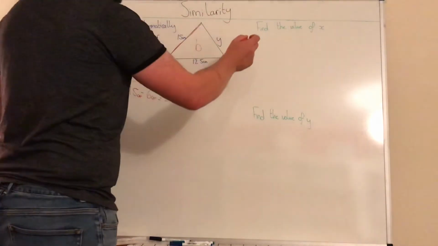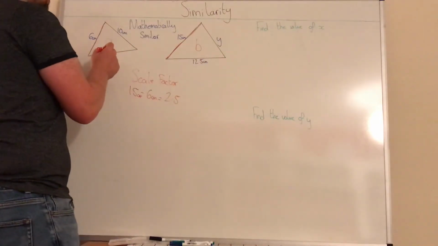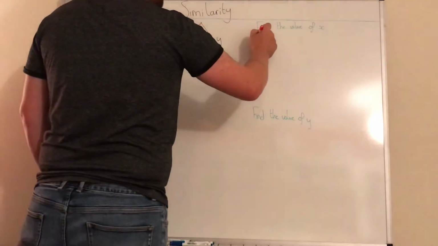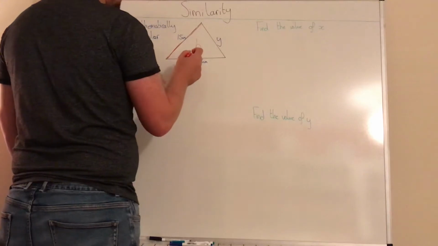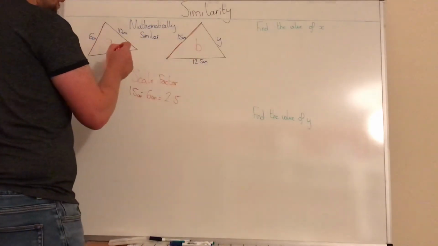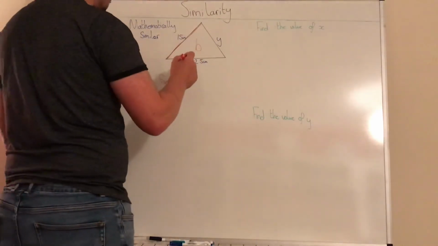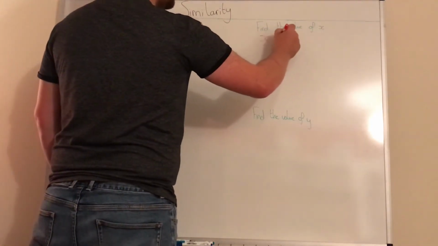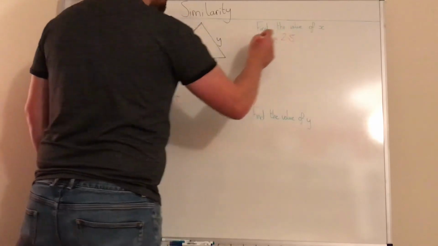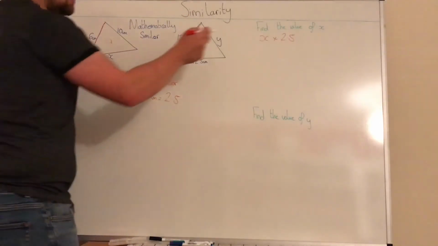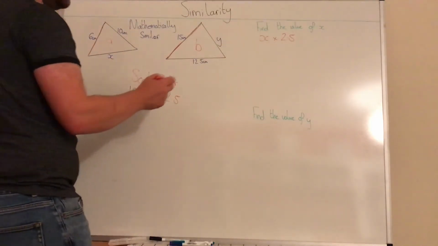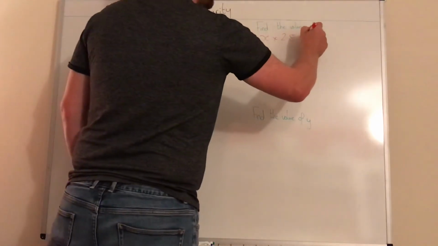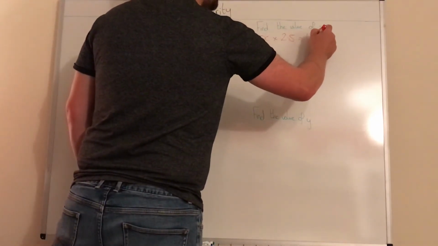So we need to find the value of x. To get from the bigger shape to the smaller shape, we need to divide. If you want to look at it, we're going to look at it like this: x times 2.5. x is the side there, 2.5 is the scale factor, and we know that that equals 12.5 centimeters.